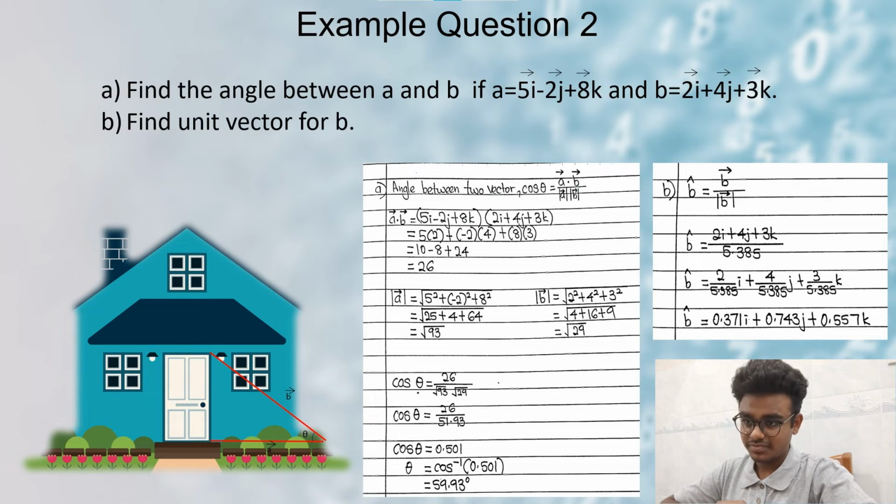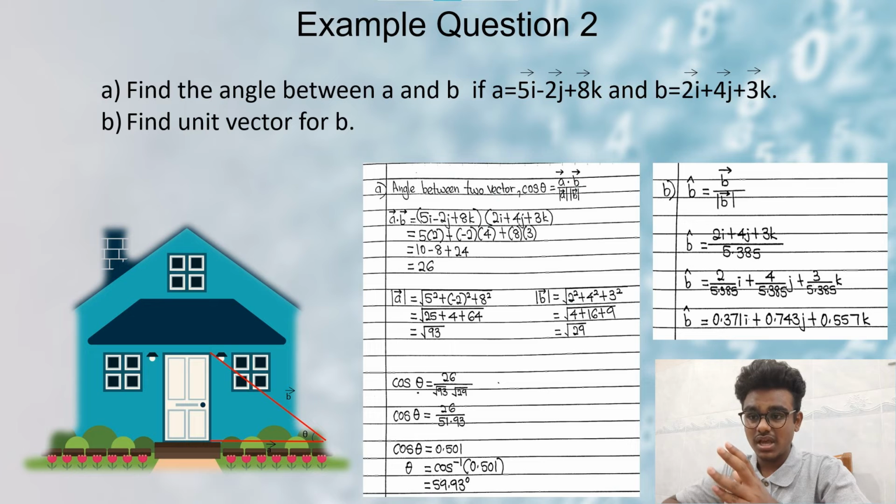First, vector B divided by magnitude B. Before this, in question A we already found magnitude B. So just fill in the answer here. Solve the square root and you will get the answer 5.385.